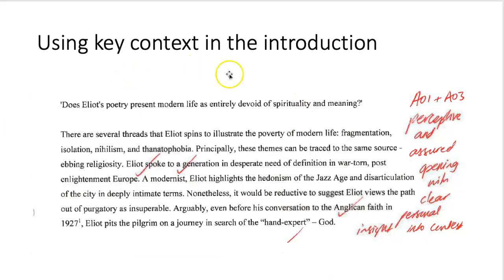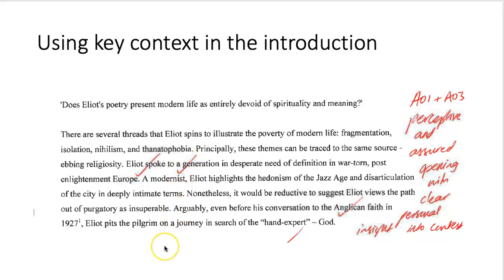Let's have a look at one here. So here's a student's work. Does Eliot's poetry present modern life as entirely devoid of spirituality and meaning? You can see that's my kind of question. It's got the adverb in there, entirely. I like to put the adverb in so that you have something to argue against. One or two of you needed to change your titles, didn't you? Because they weren't strong enough statements.